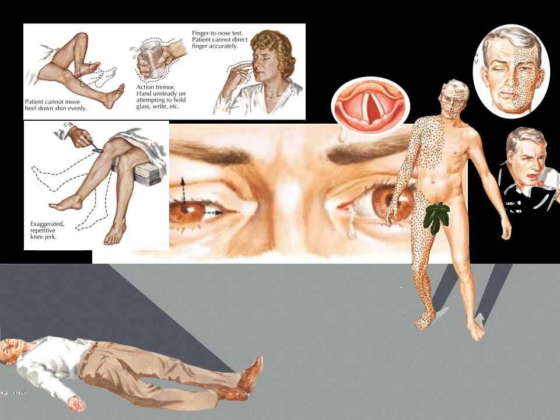Problems with simple movements, so like a heel to shin, you can see up at the left top of the screen. This is where you have a patient take their heel and run it in a straight line down their shin. Most people can do this, and you can try it. It's pretty simple. But somebody with a central disorder has great difficulty, and their heel tends to wobble all over the place. They have great difficulty moving it straight down their leg.